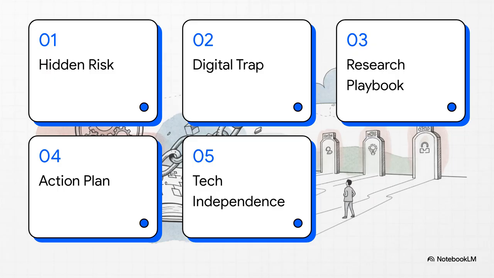So, here's how we're going to break it all down today. First, we'll revisit that hidden risk, the big why this all matters. Then, we'll dissect the anatomy of a digital trap. After that, we pivot to the solutions, your proactive research playbook, and how to actually execute it. And finally, we'll wrap it all up with the end goal, achieving real tech independence.